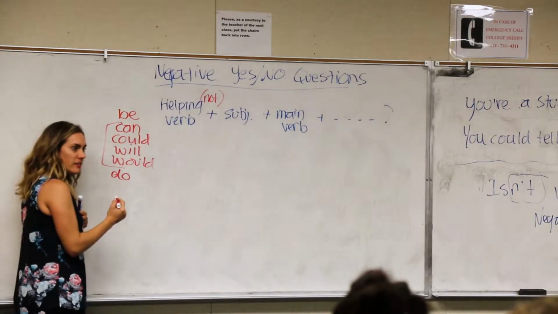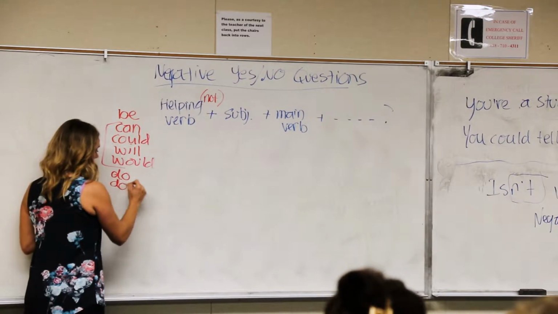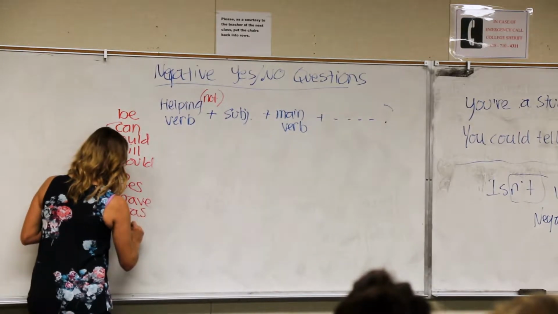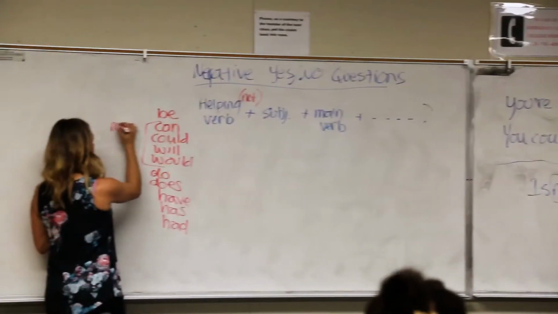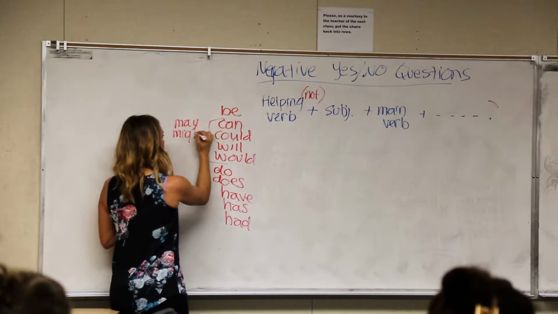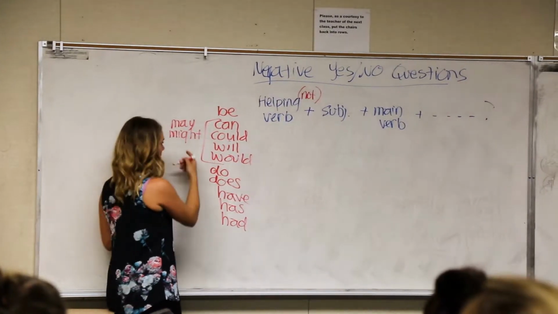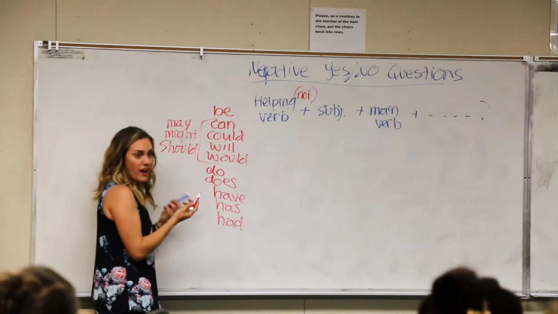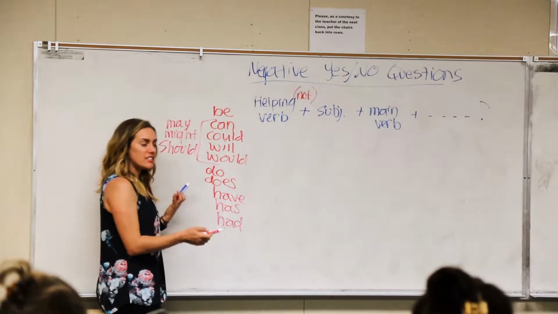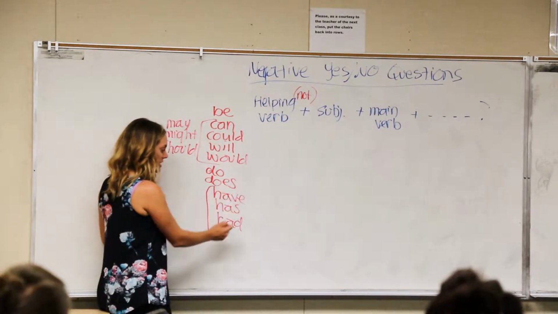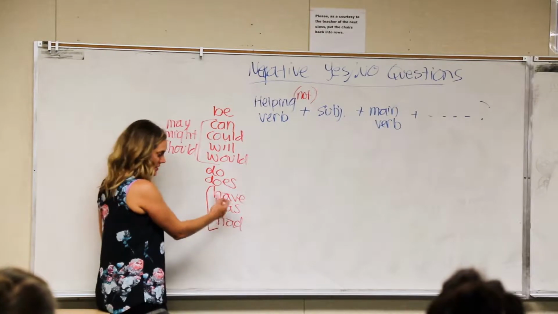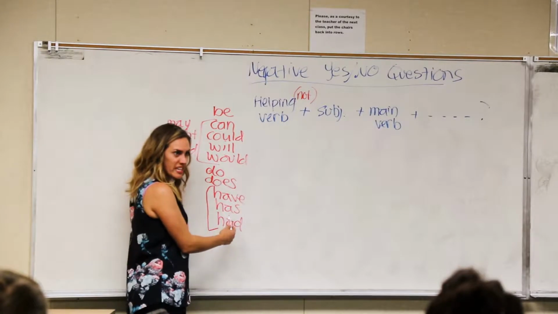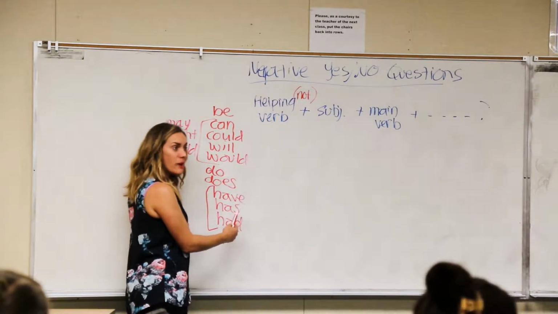What about? So do or does. Have, has, had, may, might. These are all helping verbs, right? Should, would, shall. I'm not going to write them all down. I just want you to get the idea. When do we use these ones? As a helping verb before the main verb. We studied them: present perfect and past perfect.